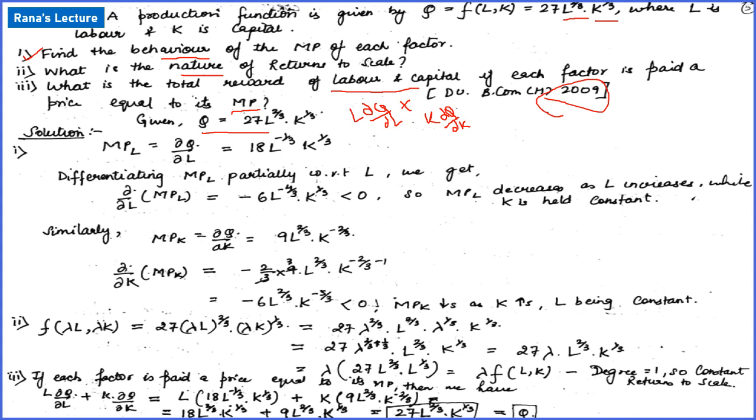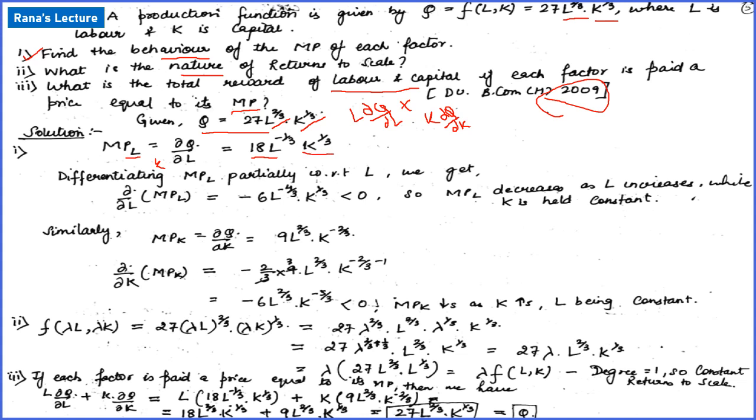So the question is Q is equal to 27 L to the power 2 by 3 into K to the power 1 by 3. हम सबसे पहले MPL निकालेंगे. ये डेल्टा Q by डेल्टा L हो जाएगा, जहाँ पर हमारा K को हम कांस्टेंट मानेंगे. तो that comes out to be 27 into 2 by 3 करोगे आप. Ultimately you will get 18 L to the power minus 1 by 3 K to the power 1 by 3. You know this differentiation.